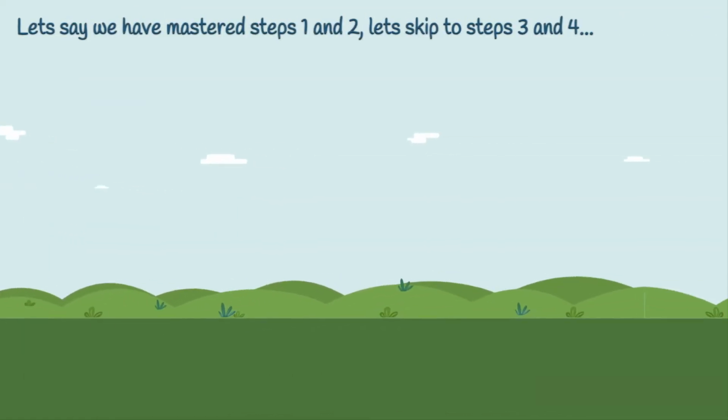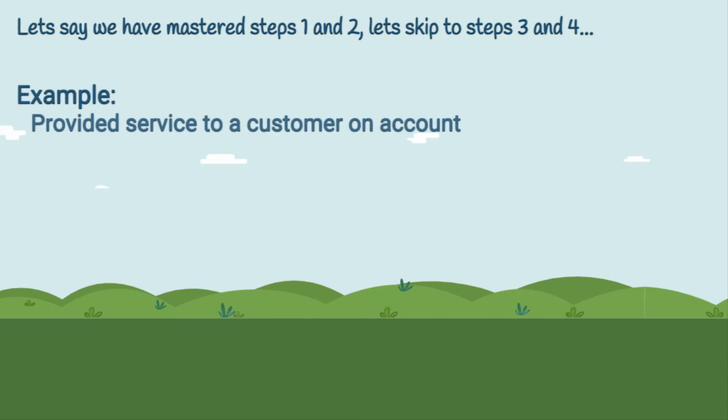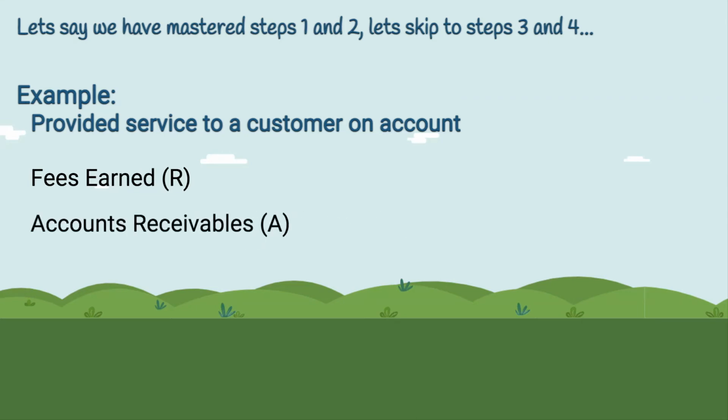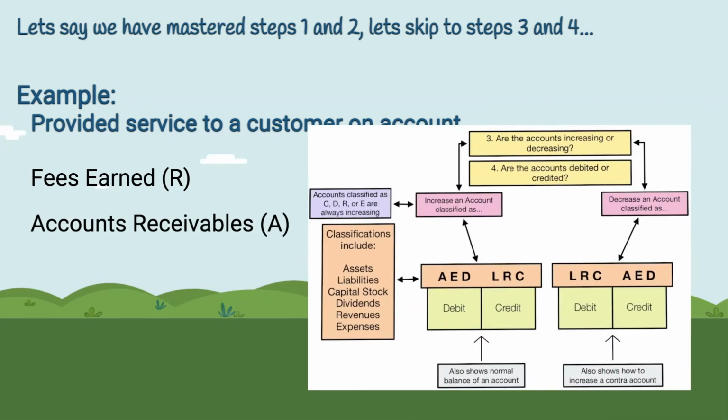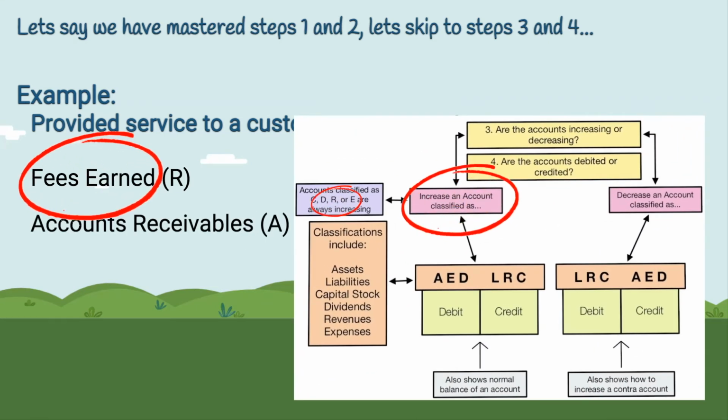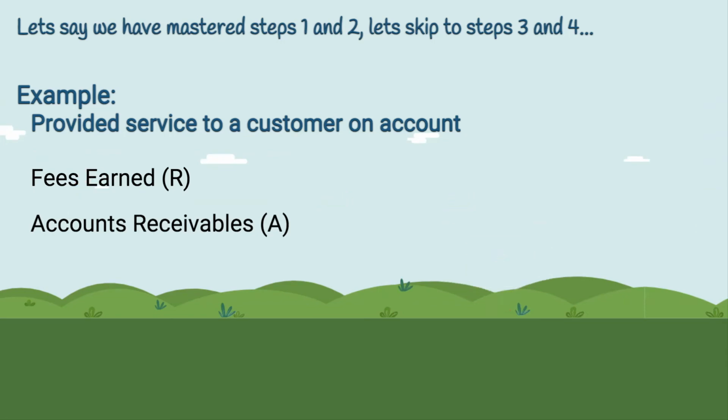Let's go to our next example. Provided services to a customer on account. The 2 accounts affected are fees earned, which is a revenue, and accounts receivable, which is an asset. Fees earned is increasing because revenue accounts are normally increasing. Use the AED-LRC image. Revenue is above credit. Fees earned is increasing and is credited.